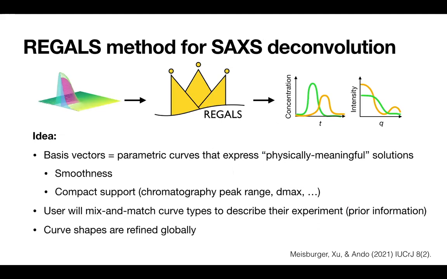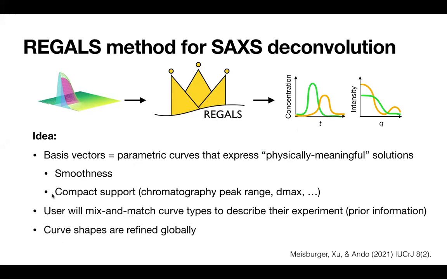We developed this method that we call REGALS. The idea is you have your data set, you run it through the method, and you get physical basis vectors out, concentration profiles and SAXS curves. The way that we do that is we express the basis vectors using parametric curves that embody what we mean by physically meaningful solutions. What do I mean by that? We use restraints such as smoothness. So you might say that concentration profiles have to be smooth or SAXS profiles have to be smooth.